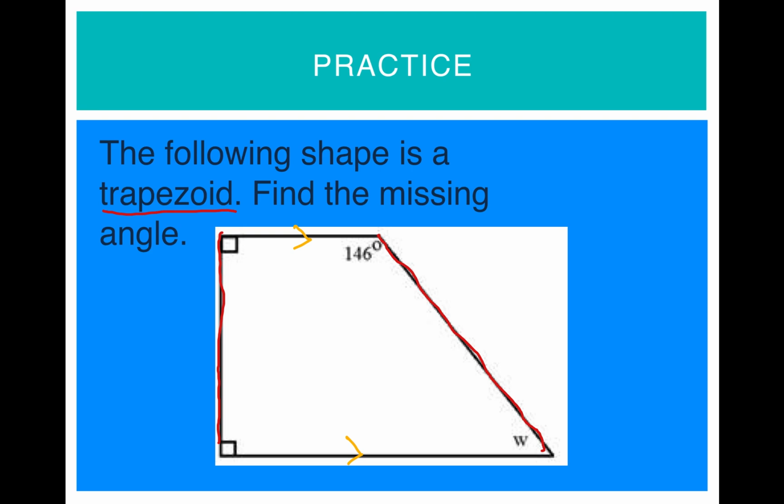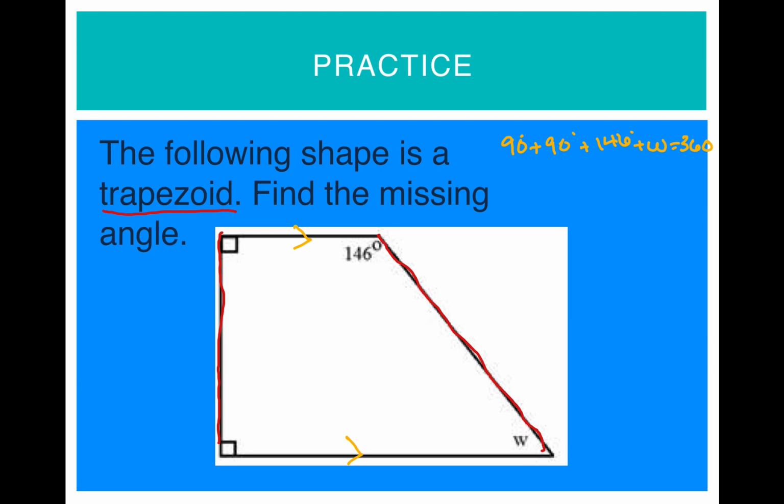So let's see. I have two right angles, I have a 146-degree angle, and I have angle W that I don't know. Well, I know the angle sum of a quadrilateral is 360 degrees, so I can set up a little equation. Remember, all right angles are 90 degrees, so 90 plus 90, those are my two right angles, plus 146, plus W has to be 360 degrees.